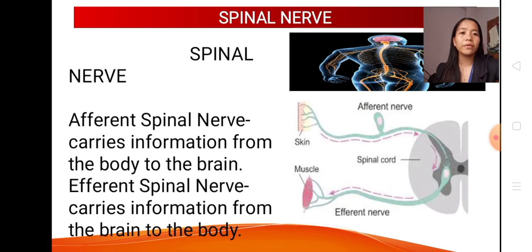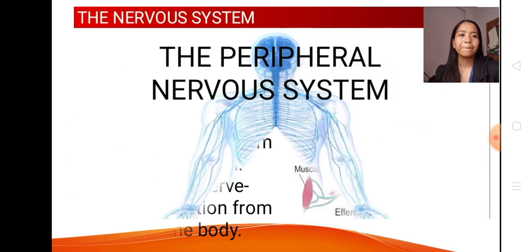The spinal nerve: afferent spinal nerve carries information from the body to the brain, and the efferent spinal nerve carries information from the brain to the body.